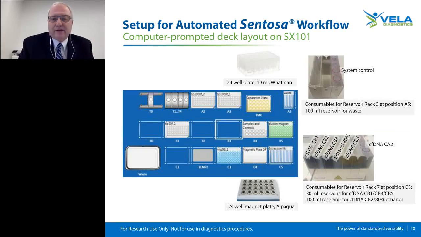The Centosa SX101 robot is set up via computer-prompted deck layout. Okay, so the computer will prompt you on what to put on the deck and where to place each component. So we have consumables for the reservoir rack 3 at position 5, and that is where we place our system controls. And then all of the buffers are placed into a separate rack on the system.